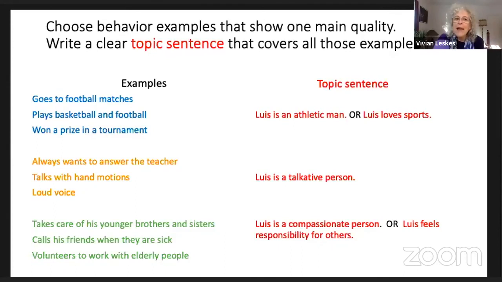And you would give examples that would have to be related to that main quality. So here are some topic sentences. "Luis is a compassionate person," or "Luis feels responsibility for others." So you would have to have it start with a topic sentence that covers everything that's going to be in the paragraph.